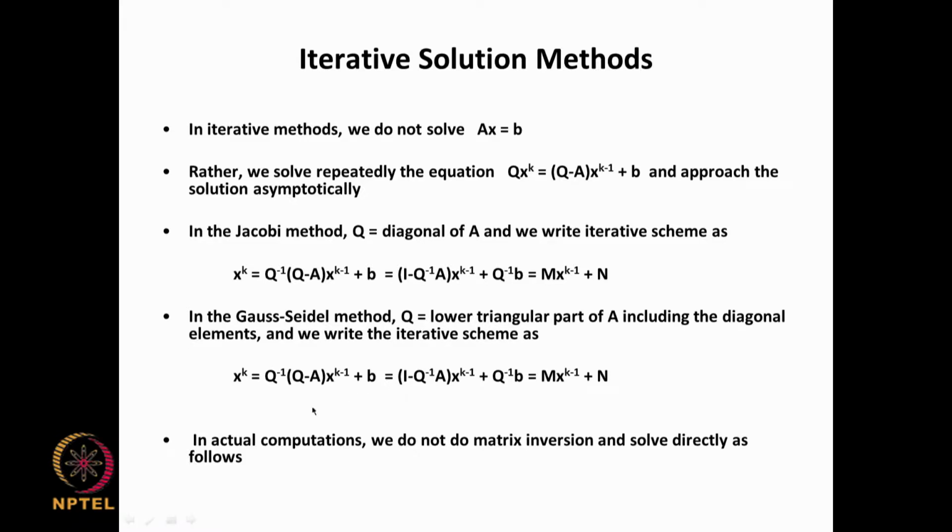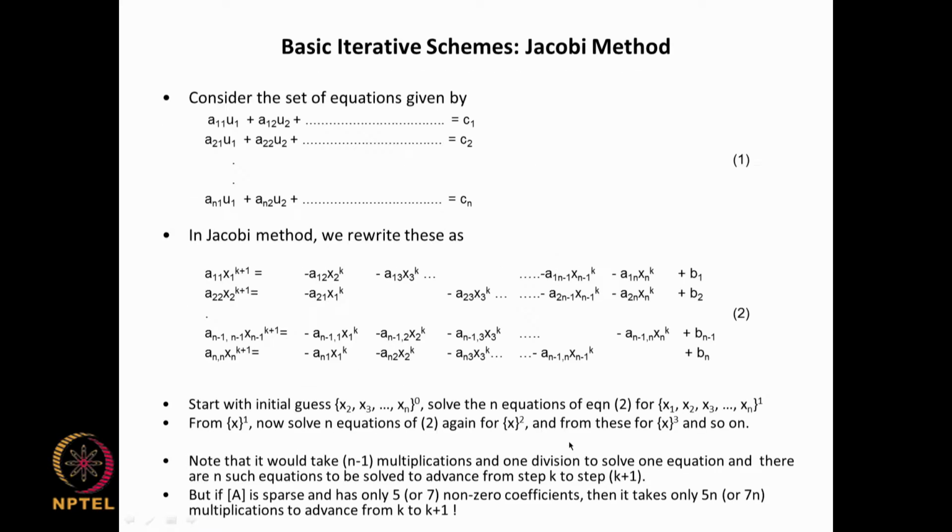We also saw that in actual computations of Ax equal to b using the Jacobi method and Gauss-Seidel method, we do not do matrix inversion, but we rewrite them in this simple way. We reposition them so as to get an estimated value of x1 at k plus 1, x2 at k plus 1, x3 at k plus 1, all the way up to xn minus 1 and xn at k plus 1 in a sequential way, using all the guess values or the last previous iteration values of all the other variables.